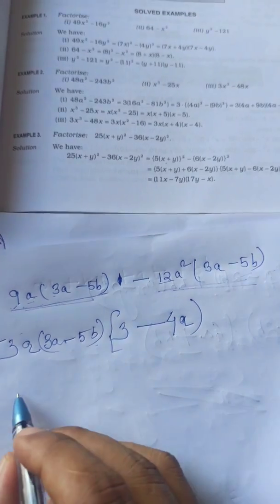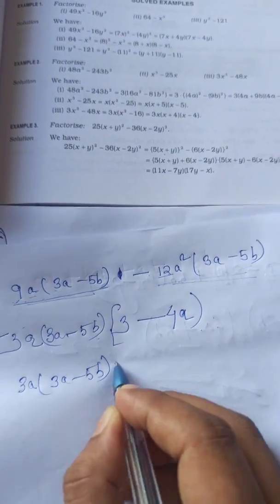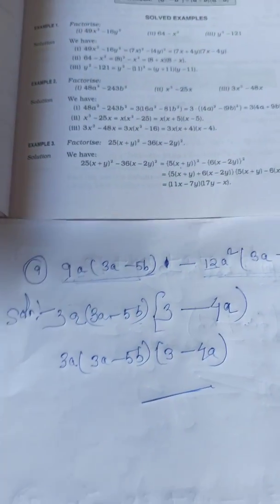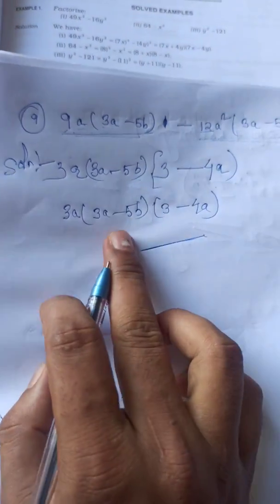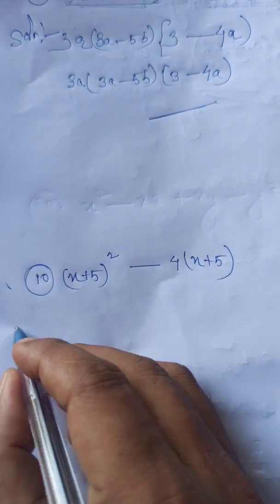So this is the answer, okay? There is 3a, and then 3a minus 5b, okay, and another bracket 3a minus 4a. So this is the solution for question number 9. I hope that you have understood. Try to understand nicely. If you don't understand any line or any step, you can ask me. Clear?